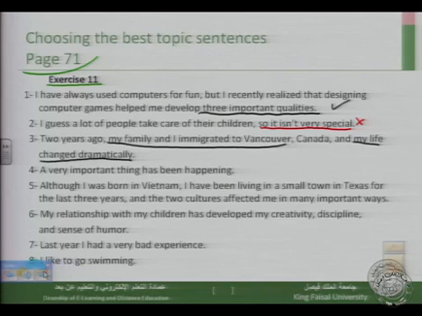He is going to speak about an experience. He selected the date of that experience, and then he specified what the experience is exactly, and how that experience affected him. It changed his life dramatically. A good topic sentence. Number 4: a very important thing has been happening.